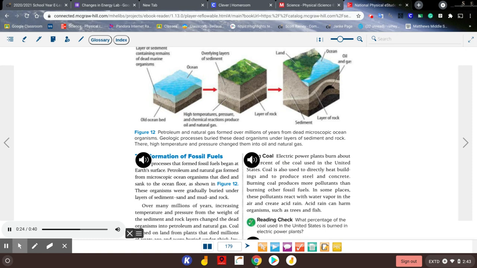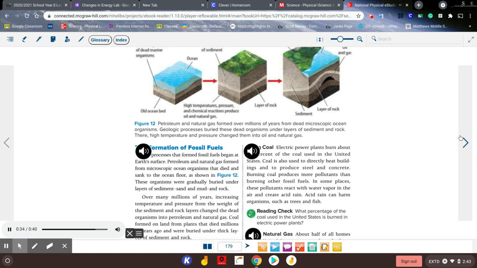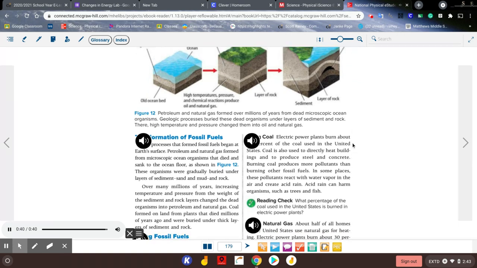Over many millions of years, increasing temperature and pressure from the weight of the sediment and rock layers changed the dead organisms into petroleum and natural gas. Coal formed on land from plants that died millions of years ago and were buried under thick layers of sediment and rock.